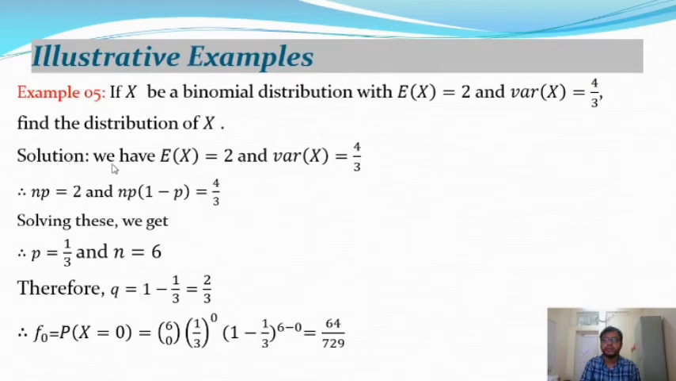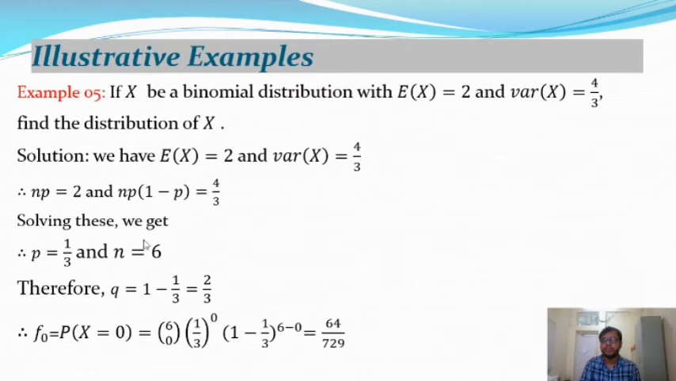So here we have expectation of x is equal to 2 and variance of x is equal to 4 by 3. And the expectation of a binomial distribution is np and variance is np into 1 minus p. So np is equal to 2 according to the question, and np into 1 minus p is equal to 4 by 3. And after solving these two equations, we'll get the two unknown values, that is n and p. So here p is equal to 1/3 and n is equal to 6.